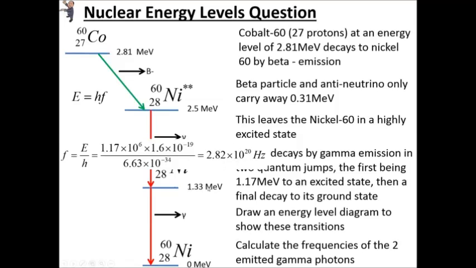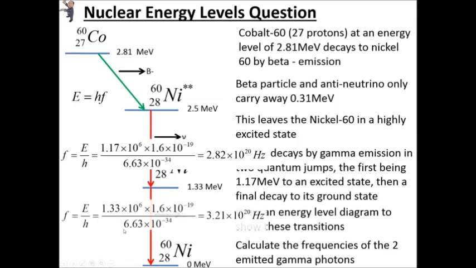And for this one, it's 1.33 down to 0. So again, using 1.33 times 10 to the 6 times 1.6 times 10 to the minus 19, divided by Planck's constant, 6.63 times 10 to the minus 34, gives us an answer of 3.21 times 10 to the 20 hertz. So these are the frequencies of the two photons as nickel 60 de-excites from its excited state down to ground.